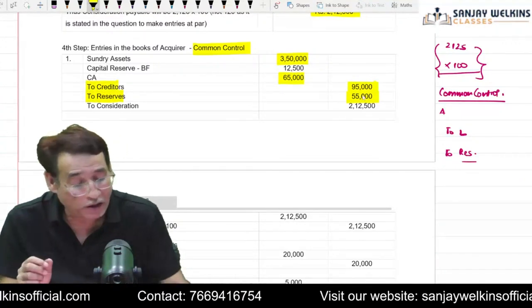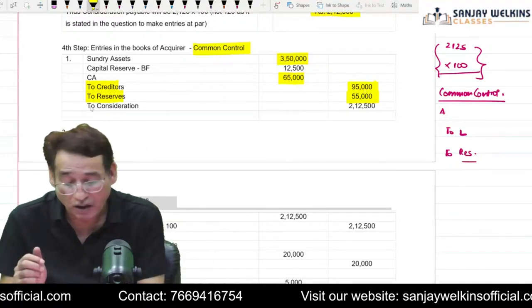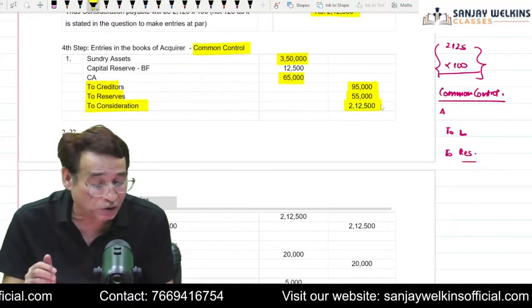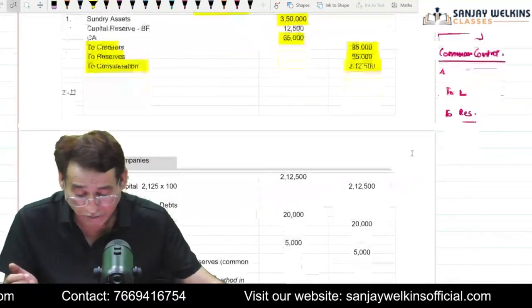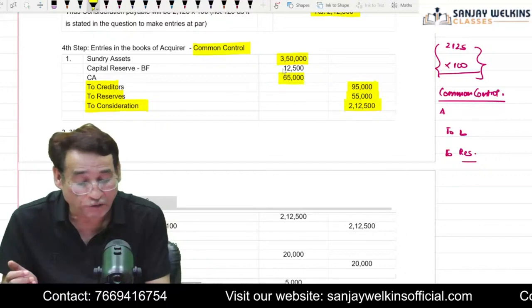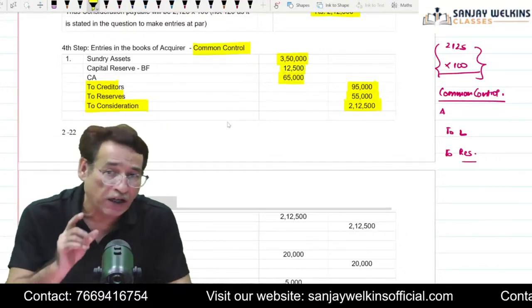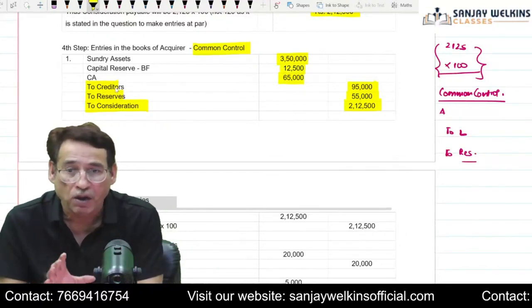So we will create a reserve of 55,000. Then I am going to write consideration 2,12,500. Obviously, in this particular case, the difference is coming towards the debit side. But I told you, in case of common control, correct?